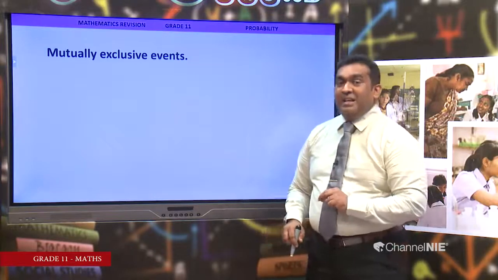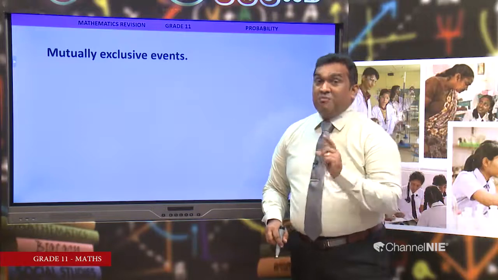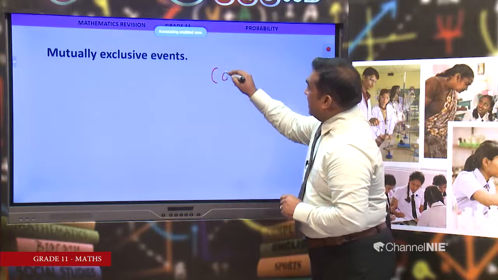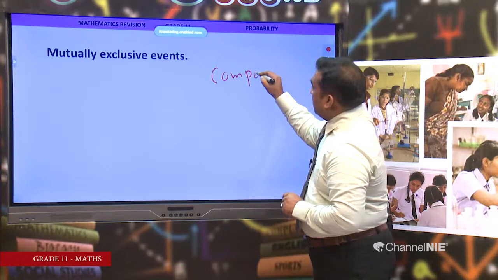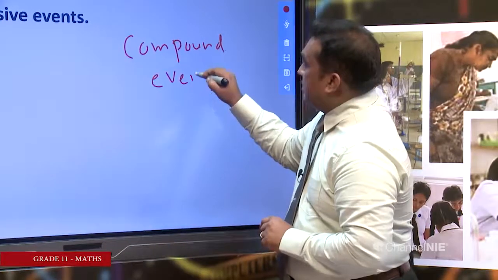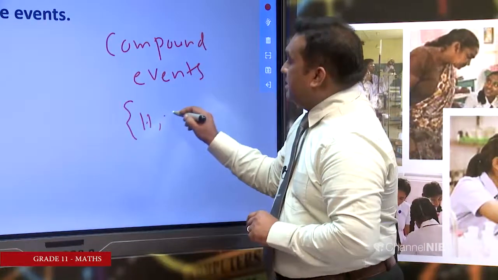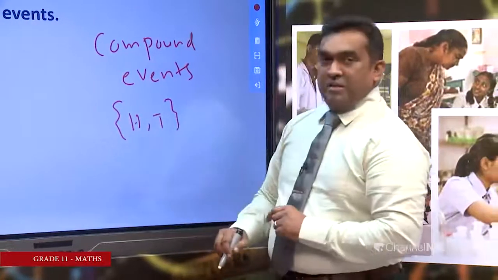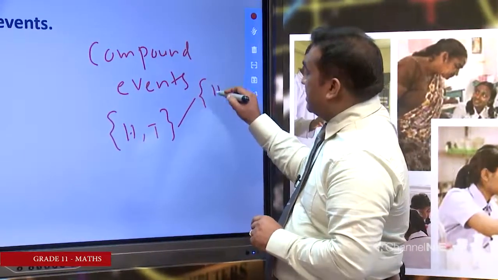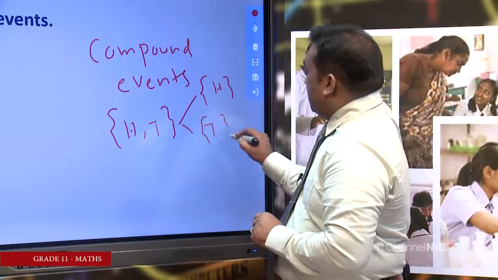Right? Then compound events. Compound events like that. For example, getting head and tail. You can divide this compound event into simple events. Right?